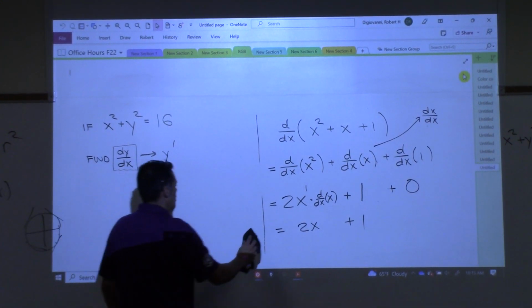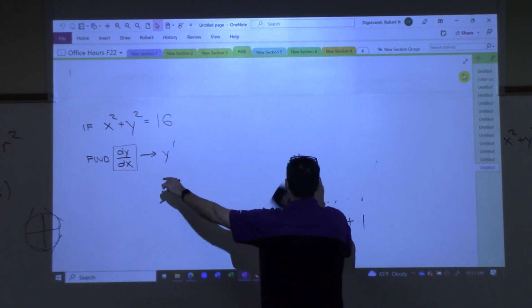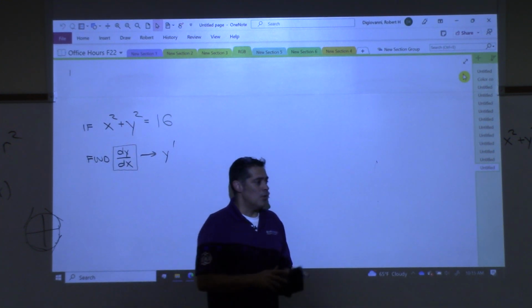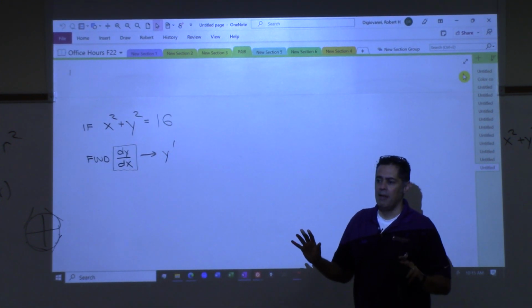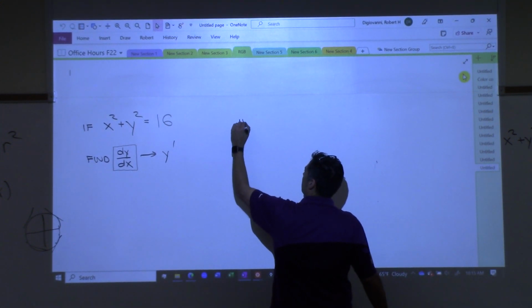Well, we already know that you cannot solve for y easily on that, right? You can't, because when you try and solve for y on this, you get a plus or minus. So what I'm going to do is not try and solve for y. I'm going to now use what is called implicit differentiation. So here it is.